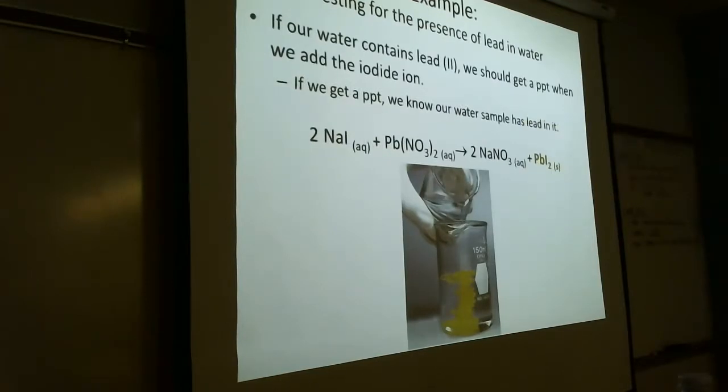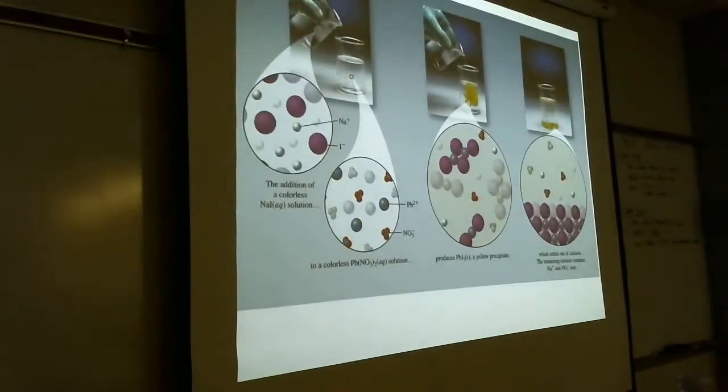So lead 2 iodide is a yellow precipitate, bright yellow, mustard yellow. So if you added that iodide ion and you get a precipitate, you know, hey, I got lead in my water. I should probably be calling the city. That's not something I want to be drinking. So you can't tell whether or not an ion is in a sample just by observation. You have to test it.